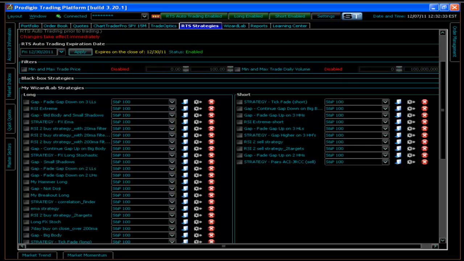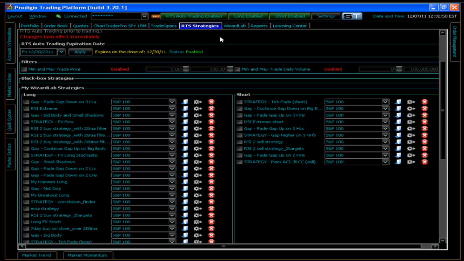Your targets and your stops are always working, regardless of if you sleep late, you're sick, you don't go to work that day, you don't even turn on your computer, or your computer blows up. It doesn't matter. Your targets and your stops are always working. So you're really just enabling for new entries.